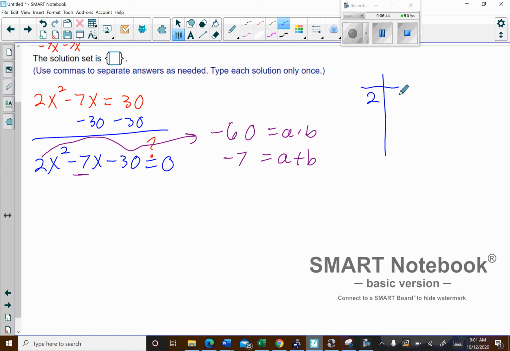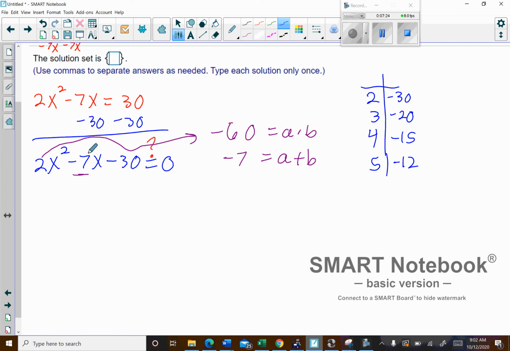So 2 goes into 60 30 times. So 2 times negative 30 is negative 60, but it does not add to negative 7. Let's see, 3 divides into negative 60 20 times, but that doesn't add to negative 7. Let's see, 4 goes into 60 15 times. See, that adds to negative 11. Let's see, 5 goes into negative 60 12 times. 5 times negative 12 is negative 60. 5 plus a negative 12 is negative 7. So that is going to work right there.